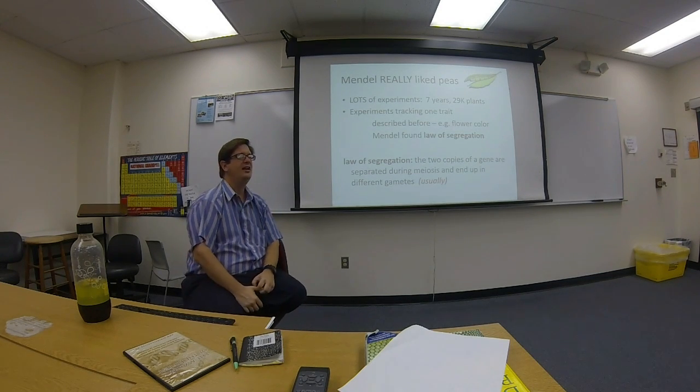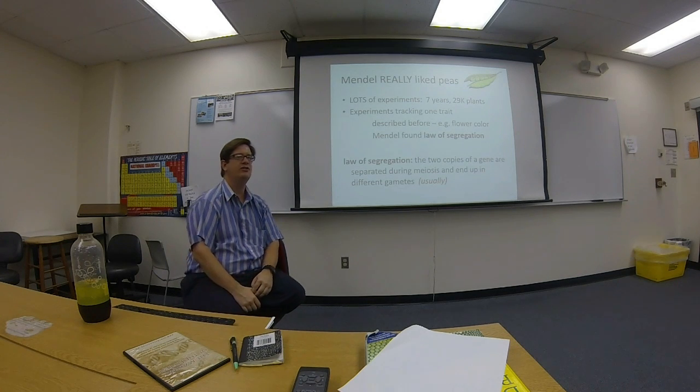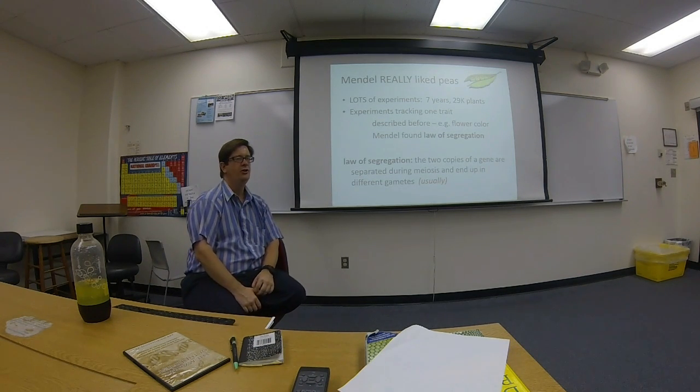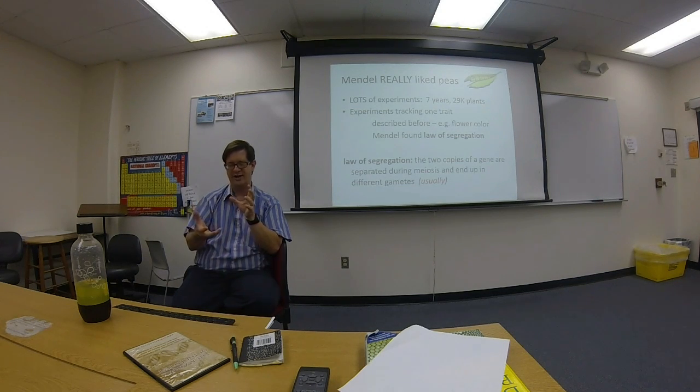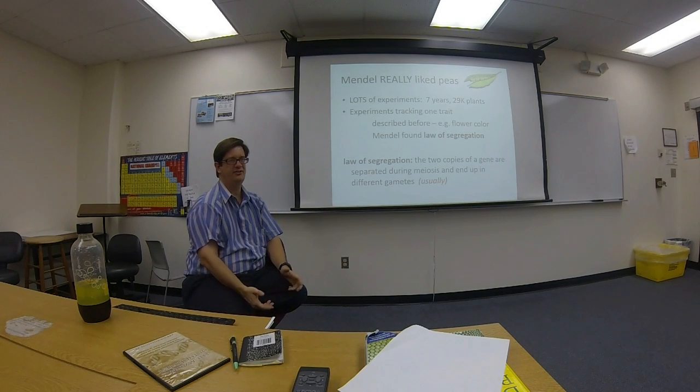What he said is usually true, but he was lucky. Everything he looked at was on separate chromosomes. If you have two different genes for two different traits and they're on the same chromosome, they might be more likely to go together and not do independent assortment. Does that make sense?